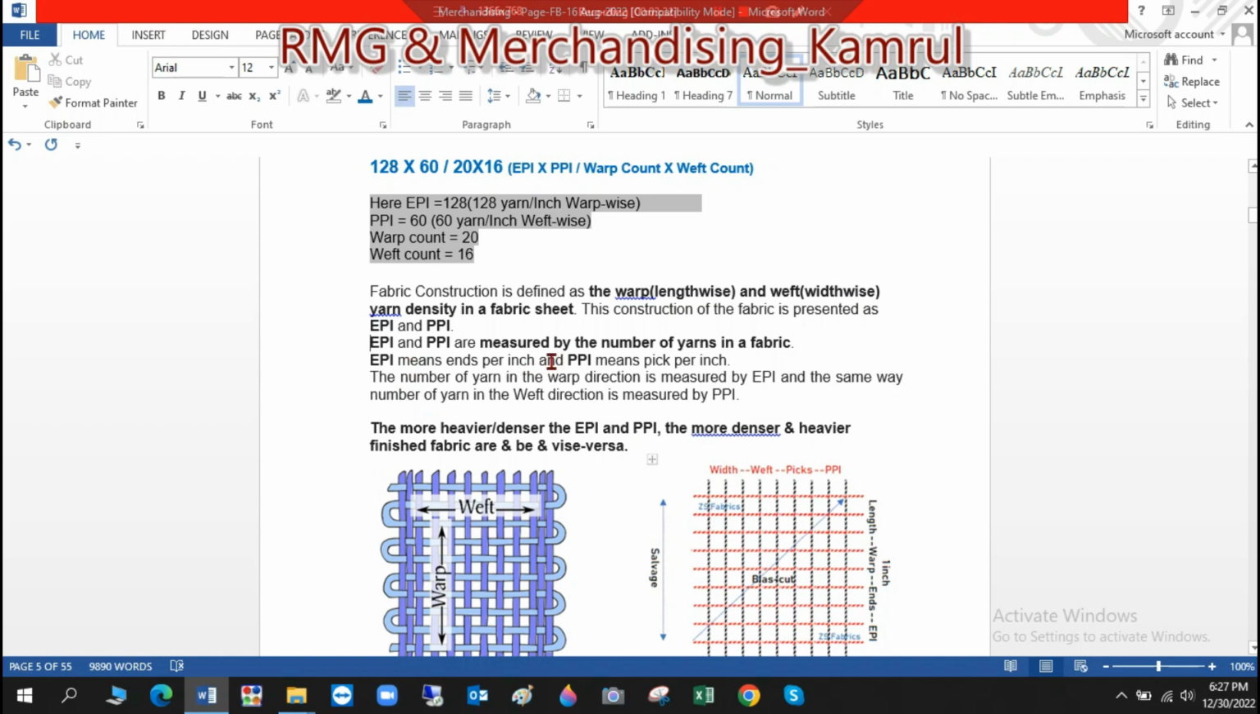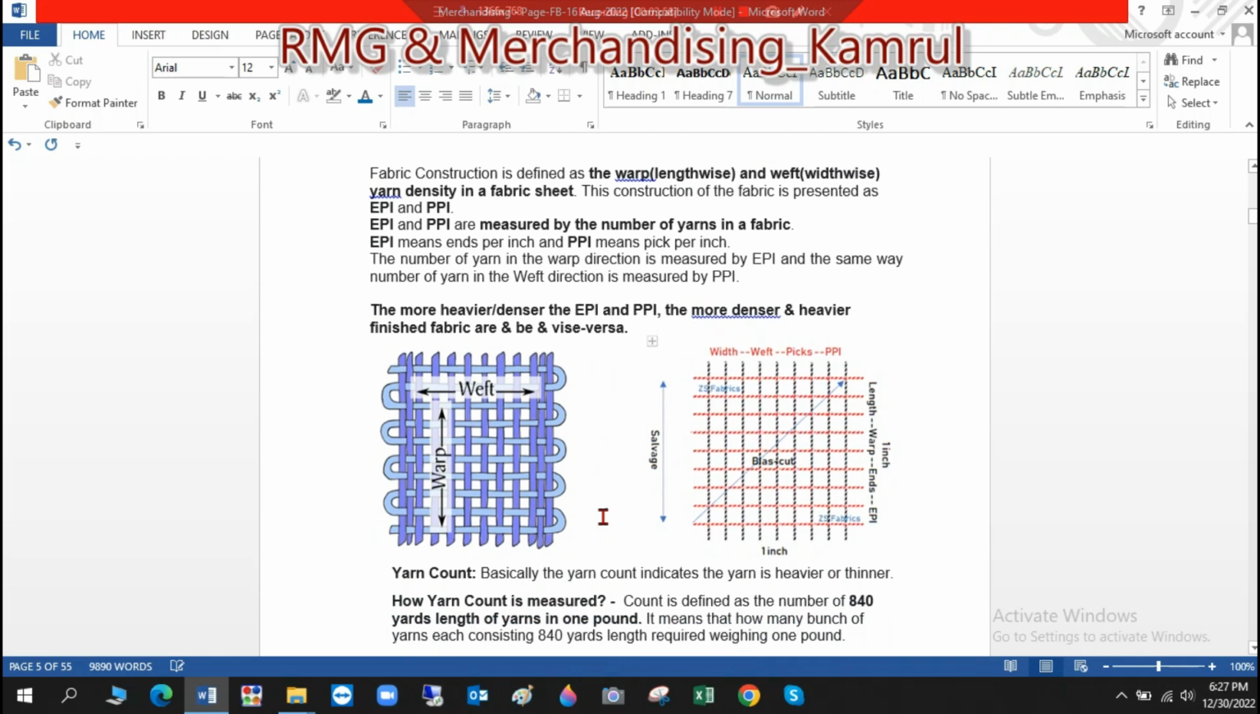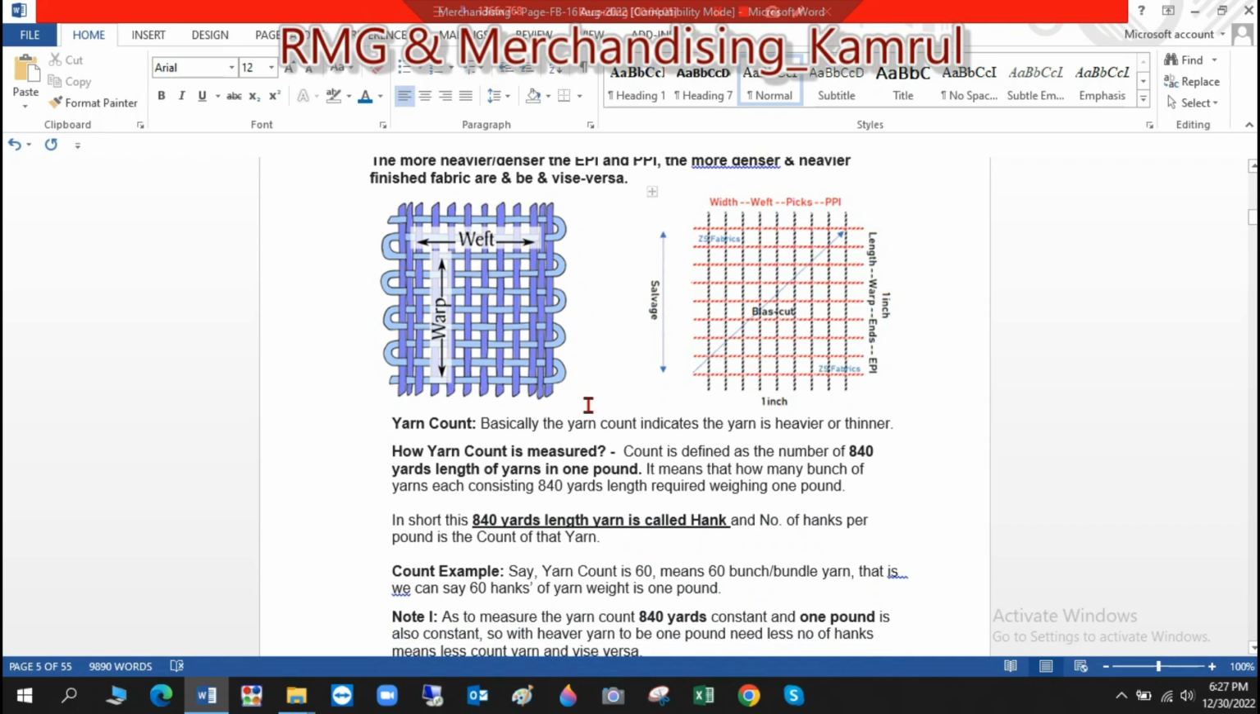So EPI is ends per inch and PPI is picks per inch. Picks means how many picks there are within 1 inch. The number of yarns in the warp direction, the lengthwise direction, is measured by the EPI, and in the same way the number of yarns in the weft direction is measured by the PPI. From this we have one conclusion, which I'm coming to later, but before that I need to discuss yarn count.